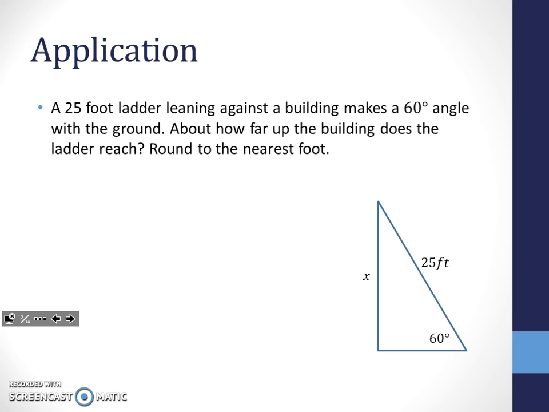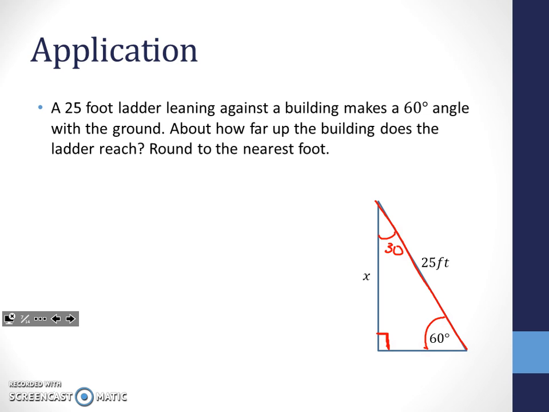So I've got a 25-foot ladder leaning against a building at an angle of 60 degrees. Since it's leaning up against a building, we can assume that would be a 90-degree angle. And then it says, how far up the building does the ladder reach? So we're trying to figure out this distance here. Well, I've got a 90 and a 60-degree angle, which means that this has to be 30.